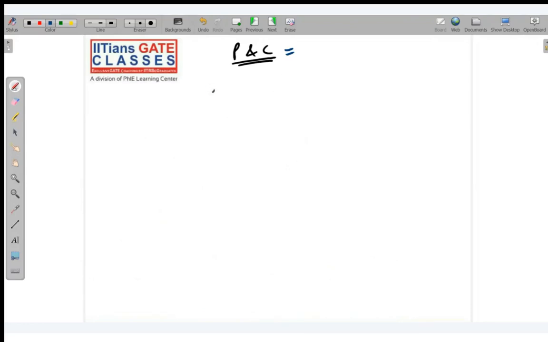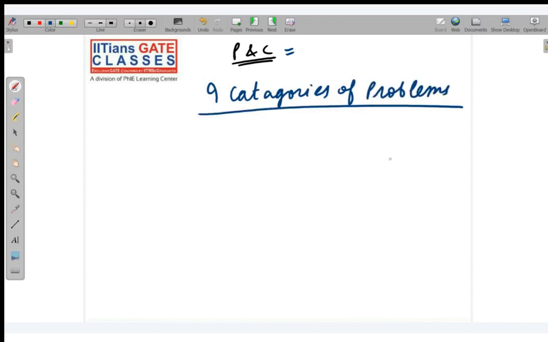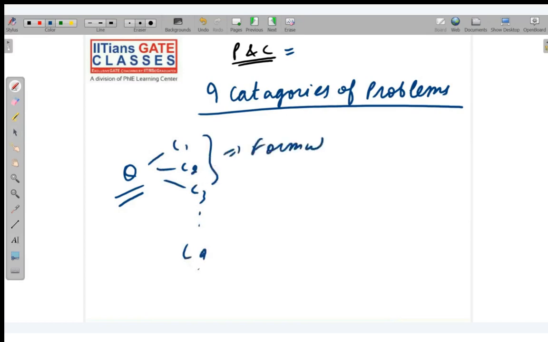I will tell you 9 categories of problems, and we will study all these categories. Once we have studied them, if any question comes, you will simply find whether it is category 1, category 2, category 3, or category 9. Then accordingly you will apply the formula and get the answer, so no need to worry at all.